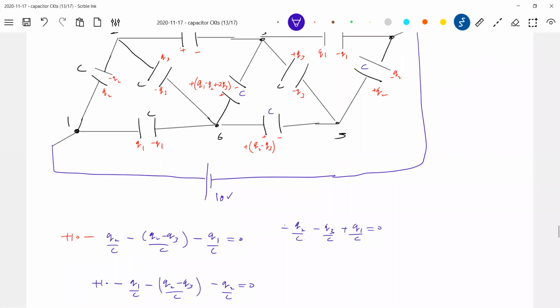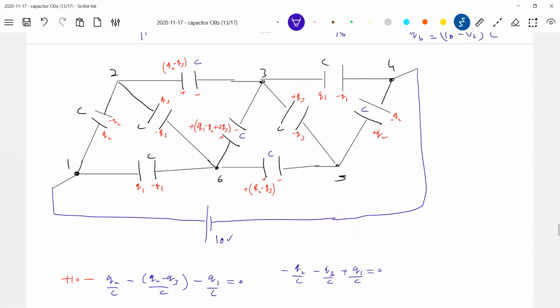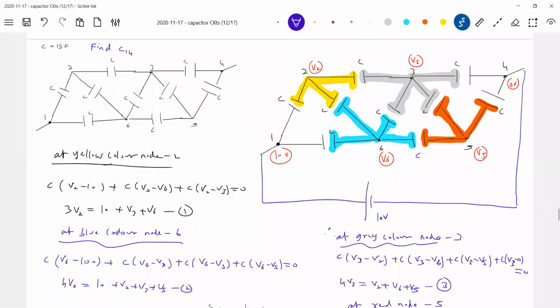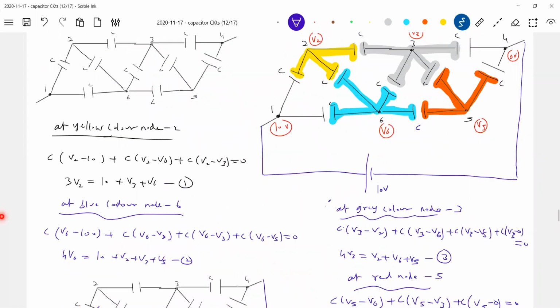See, solve this. We'll get equivalent capacitance 11C by 15. The value of C given is 15 farad, so 11 farad will come.